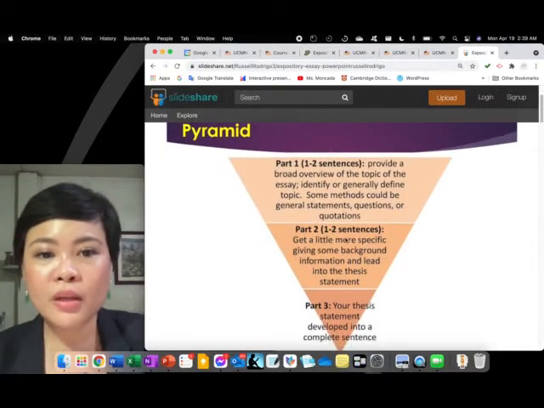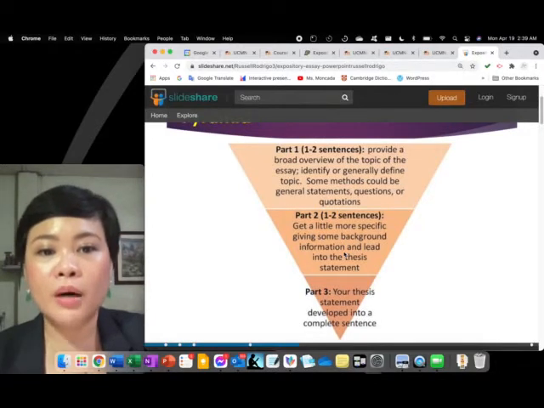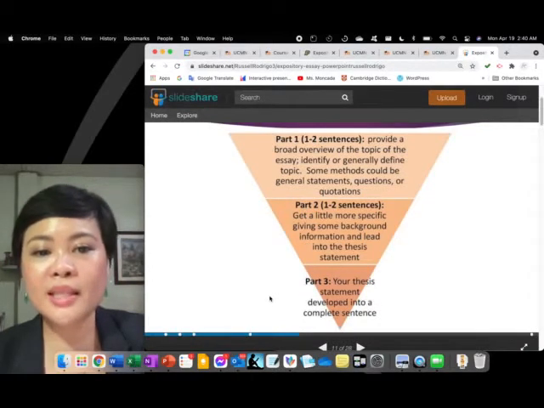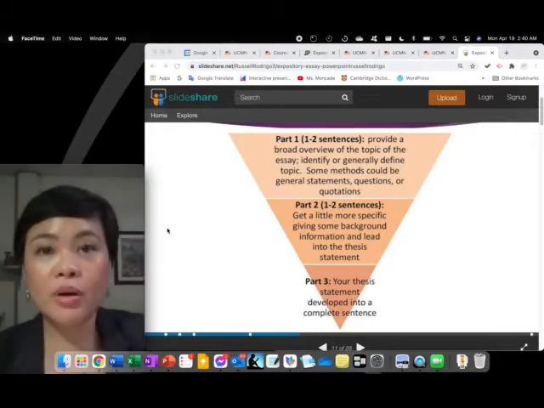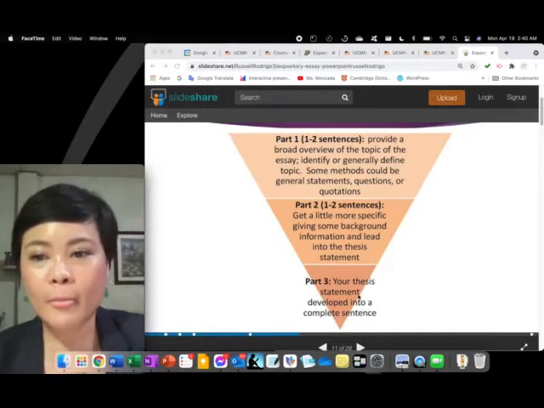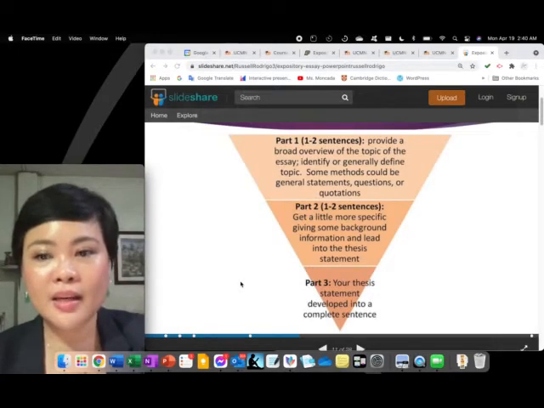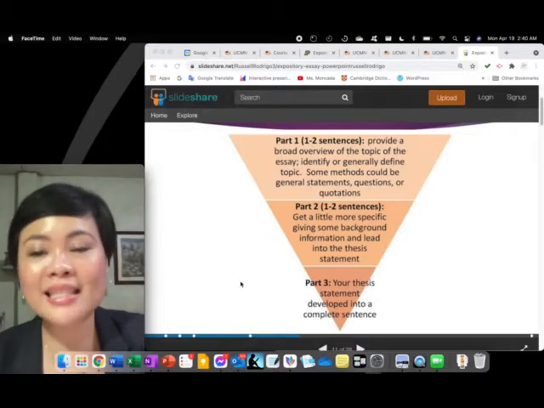And then the next part should be another 1 to 2 sentences, giving more background about the information. This is the part where you will introduce the three main reasons or three main points of your essay that support your topic. And of course, part three is your thesis statement that is developed into a complete sentence. This is what I meant by putting your thesis statement in the last part. This is just one sentence, but it is explicitly saying what your essay is all about. So therefore, the introductory paragraph should have 3 to 5 sentences. This is a basic structure that you can follow for the rest of the essay, all right? So there should be 3 to 5 sentences in every paragraph.